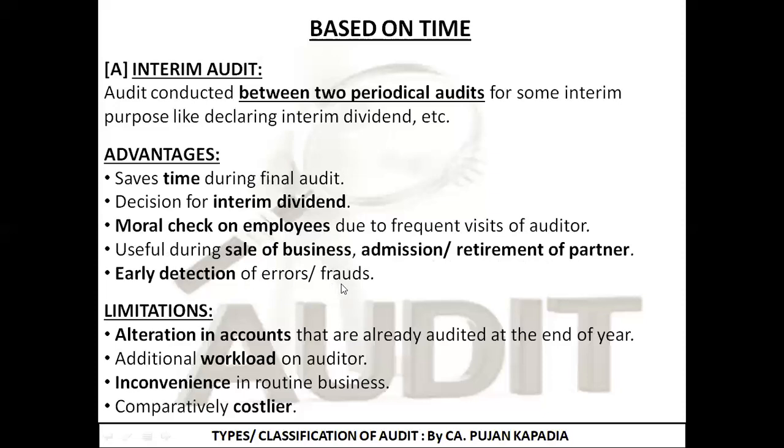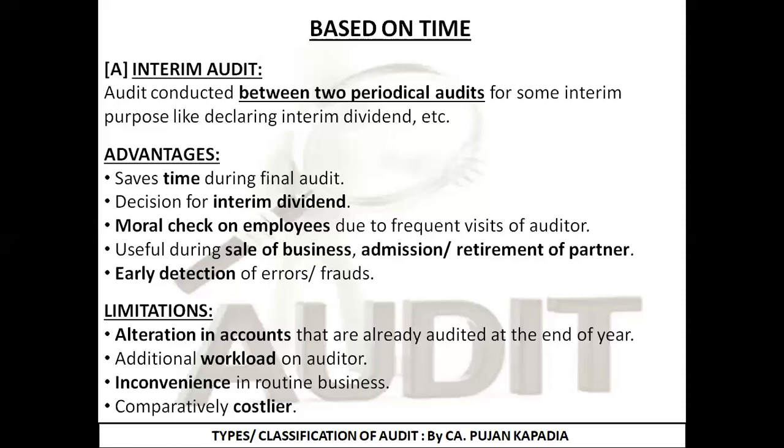Early detection of errors and frauds. Generally, if I am auditing my books of accounts once in a year, then I can find out certain errors and frauds at the end of the year. But if I'm performing an interim audit, then I can detect the same fraud or error at the time when I'm performing my interim audit. That is, I do not need to wait for the year ending. I can easily trace it out during the year only. So it becomes possible to detect the frauds and errors at an earlier time. I hope I'm clear with this.